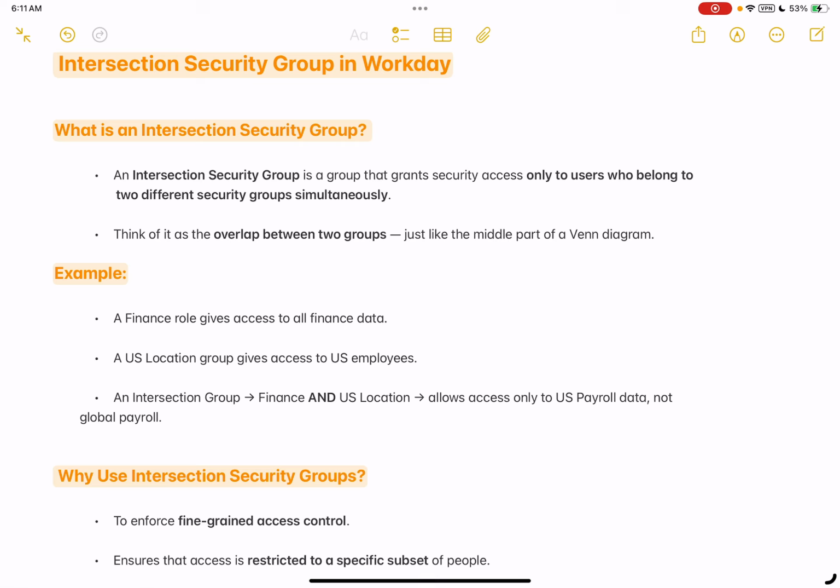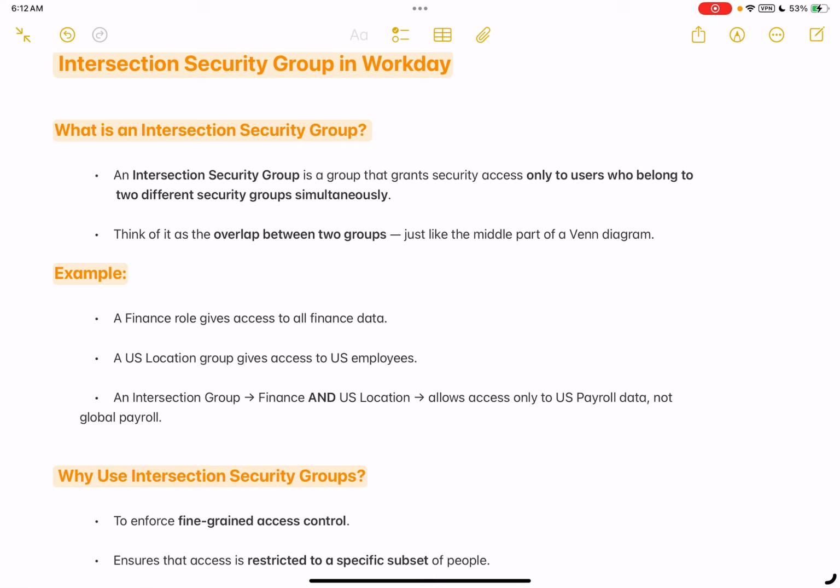Today let's talk about something a little more advanced, the intersection security group. This is used when you want to give access only when two conditions are met at the same time. Let's see what is an intersection security group. An intersection security group is a group that grants security access only to users who belong to two different security groups simultaneously. Think of it as the overlap between two groups, just like the middle part of a Venn diagram.